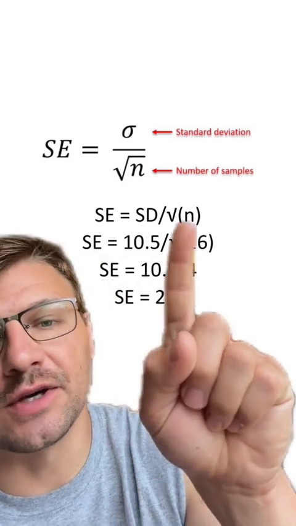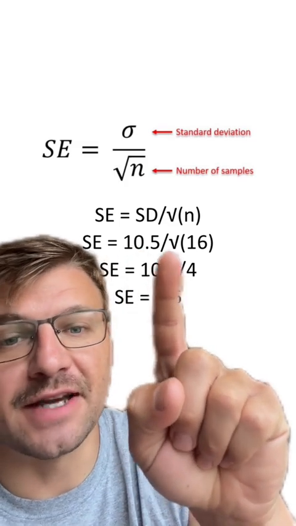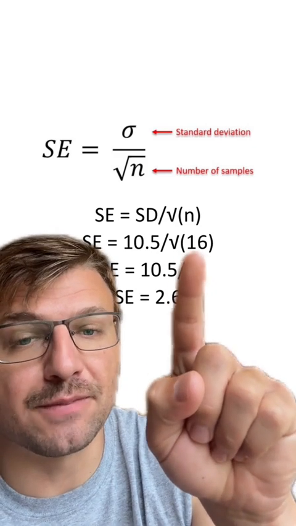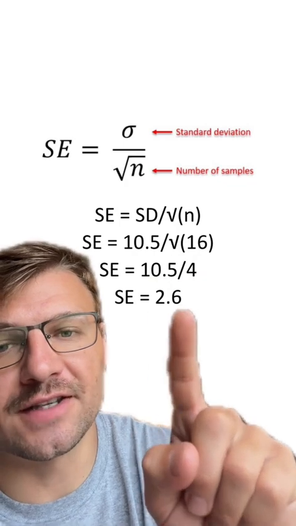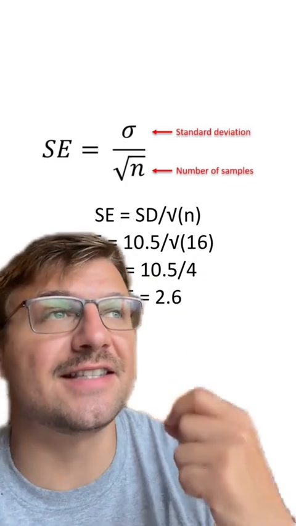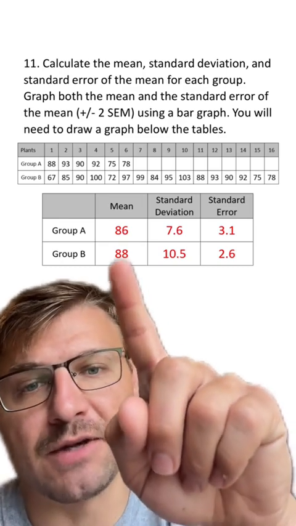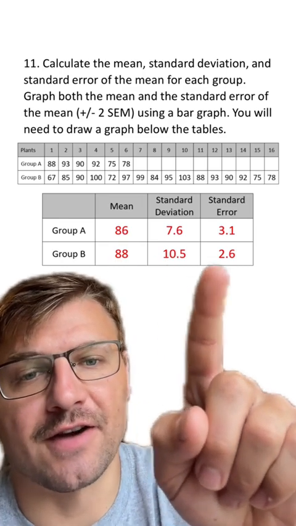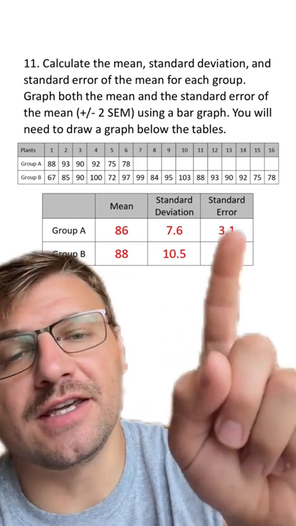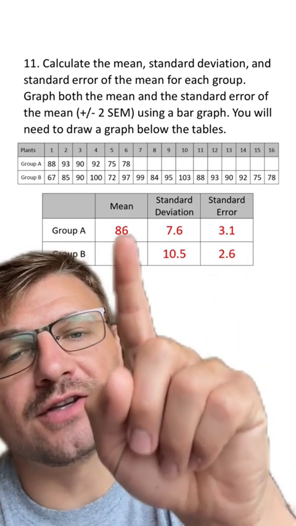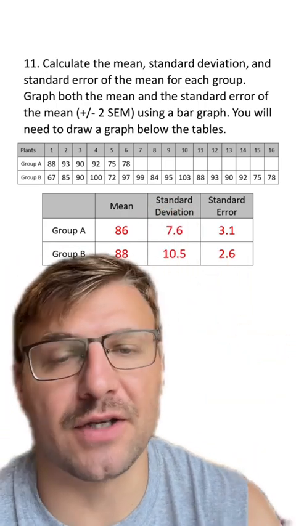So again, here's our equation. We plug in 10.5, which is just what we calculated for standard deviation, divided by 16, which is the number of data points. Square root of 16 is 4. 10.5 divided by 4 is 2.6. So 2.6 is the standard error for Group B's data. So again, here's our mean, which is 88, standard deviation is 10.5, and our standard error of the mean is 2.6. So now we're going to use these two values with these two values. We actually don't really use standard deviation from this point on because we're not going to be graphing it.